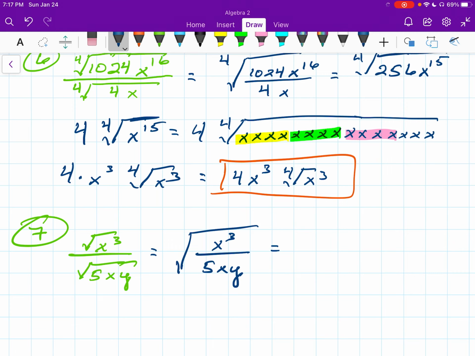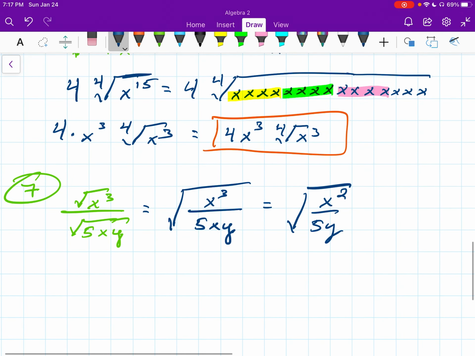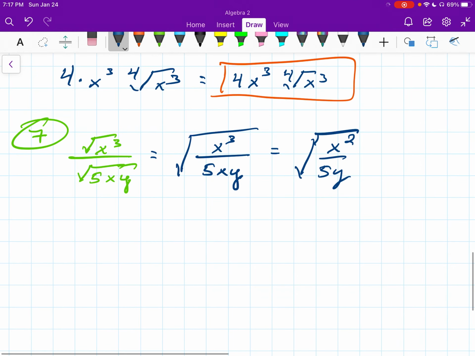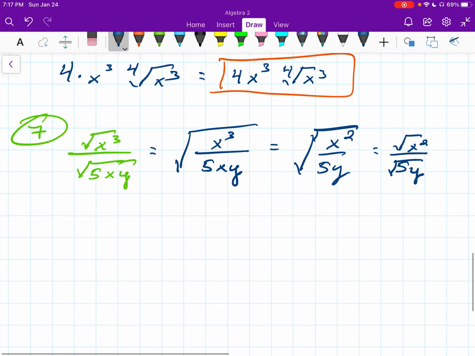My x's can cancel on top and bottom, so I'm going to have the square root of x squared over 5y. And then normally at this point, to be able to think about it a little bit clearer, I like to split the root back up, right? After we've simplified it as much as we can, I like to split it back up over the fraction bar. So I'm going to turn this back into the square root of x squared over, oh, excuse me, over the square root of 5y.